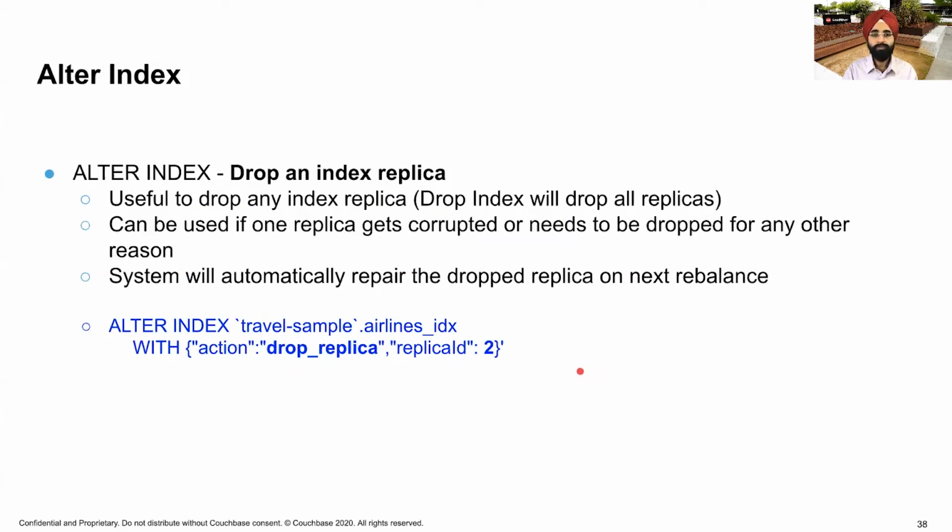Also, alter index can be used to drop an existing replica. So for example, the drop index by itself will drop all the replicas of an index. However, using this method of drop replica, a replica ID can be specified, which will only drop the particular replica for this replica ID. All the other replicas will continue to function as they are. This can be used if one replica gets corrupted or needs to be dropped for any other reason. The system will automatically repair the dropped replica on next rebalance.